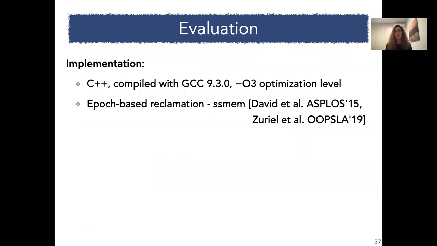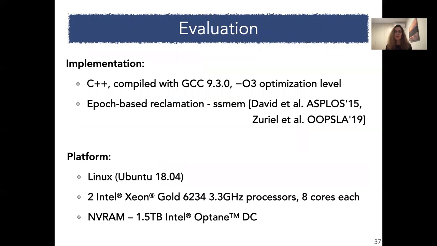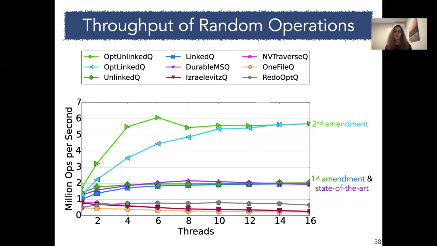We implemented the queues in C++ and used a variation of epoch-based reclamation called SSMEM. We ran our experiments on a Linux machine with two Intel Xeon Cascade Lake CPUs, each with 8 cores, and with an Intel Optane NVRAM of 1.5 terabytes. The graph shows the throughput of the different queue algorithms when randomly executing enqueues and dequeues. The x-axis indicates the number of threads operating in the experiment. The y-axis indicates throughput, namely how many operations the threads performed per second overall in million operations.